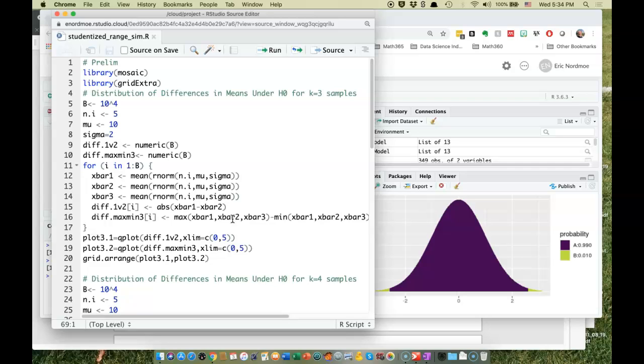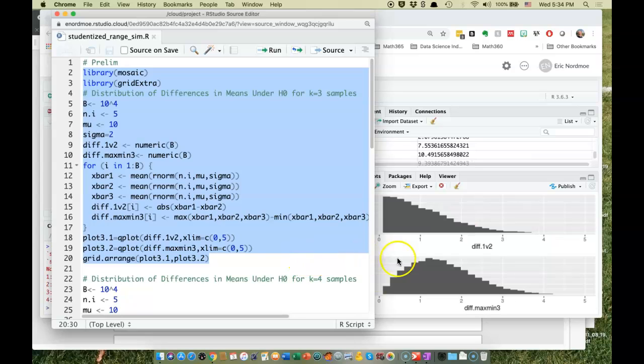Some people take the SAT multiple times because just by chance they're hoping to get at least one really good result. The same sort of idea here. The more groups that we're comparing, the more chance of an extreme difference. So without further ado, let's run the first part of this, and I'll try to explain what we're looking at.